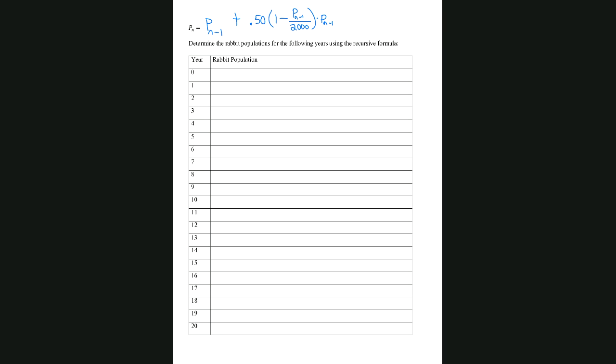All right. Now, you could use this formula as we fill in the chart each time, but I've got a quicker way that I want to tell you. So we know year 0 is 200. We know year 1, that's 290. All right, but what about year 2, year 3, year 4?